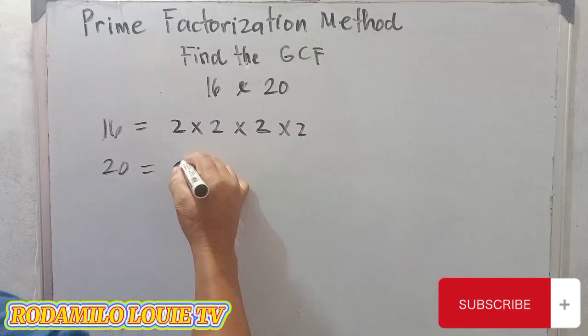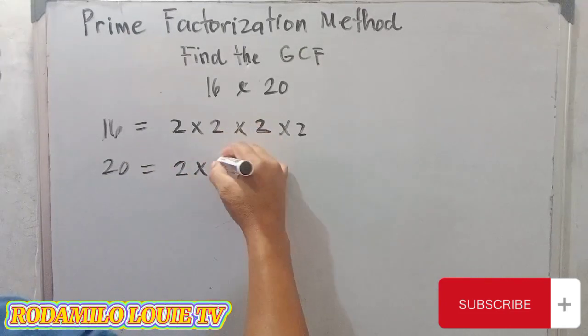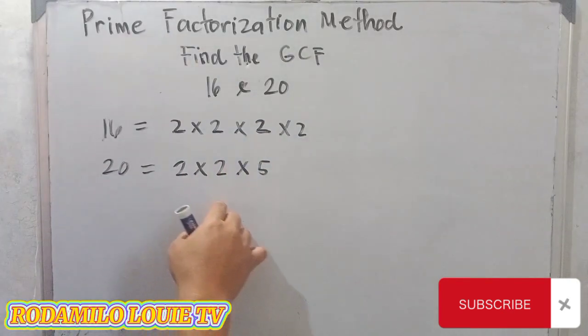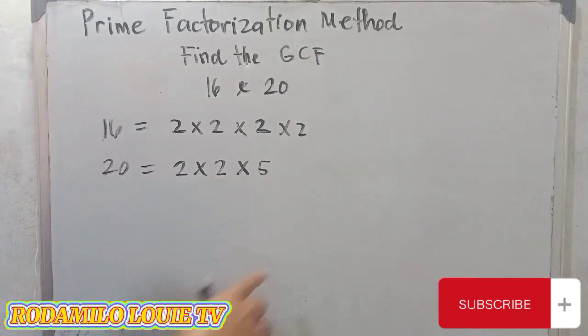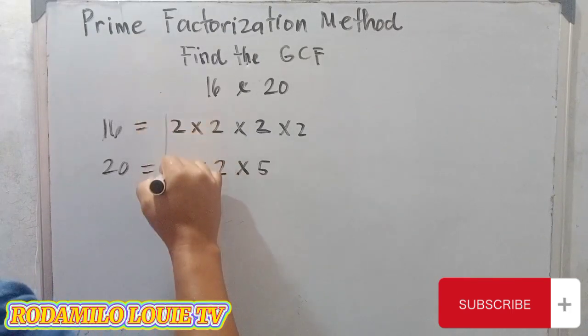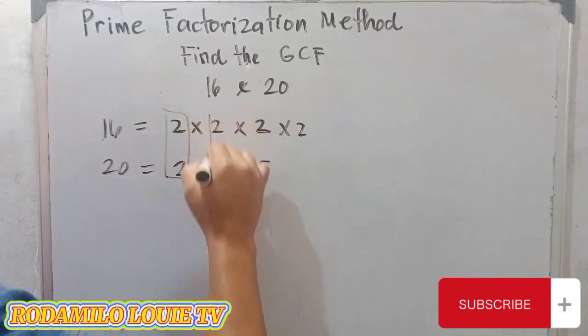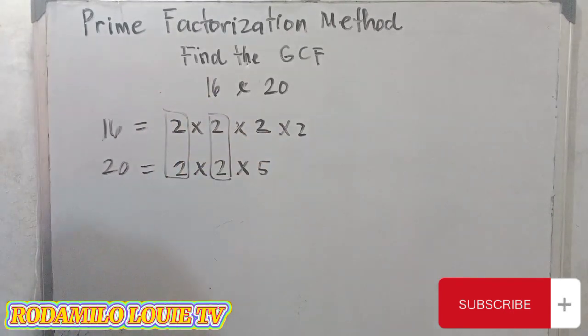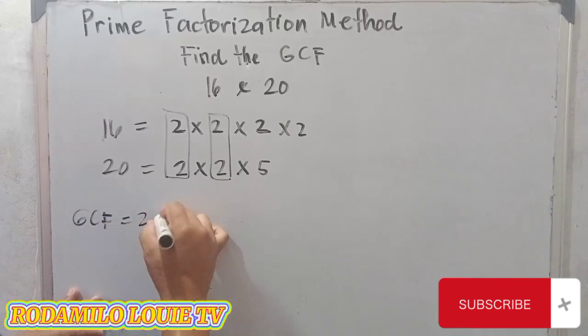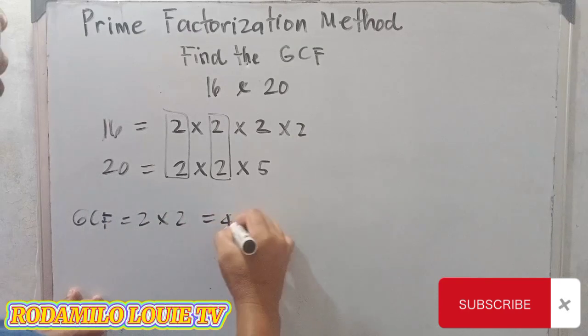This is 2 times 2, 4, times 5. So 2 times 2, 4. 4 times 5 is 20. So kita na to no. So na-common niya duha guys, duha ka 2. So greatest common factor man. So lista na to. So GCF, 2 times 2 is equal to 4.